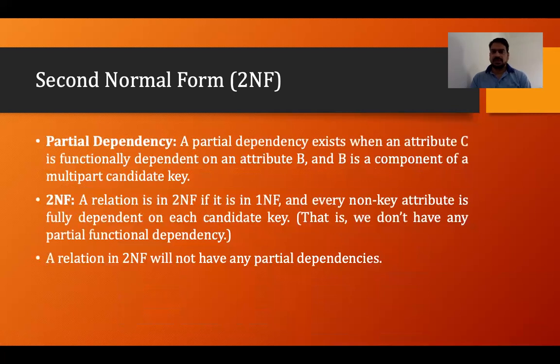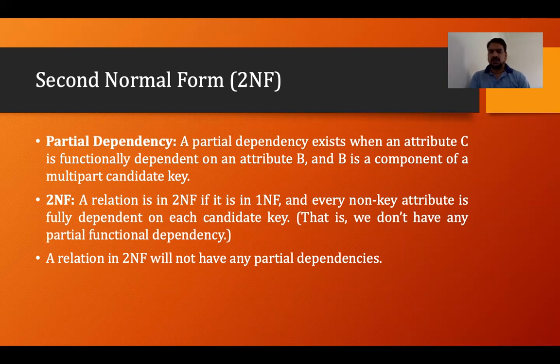Now let's go for the second NF. Second NF is all about partial functional dependency, as we have discussed in the last class. Partial functional dependency means if part of the key is determining some non-key, that particular functional dependency is called partial functional dependency. And in the second NF, we don't want this type of functional dependency.